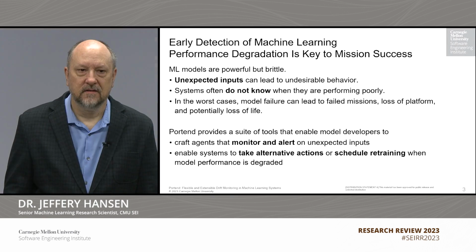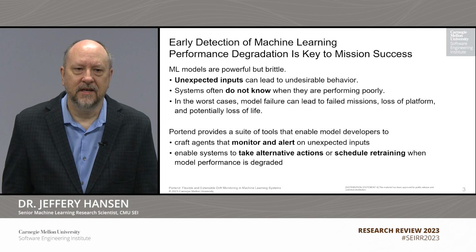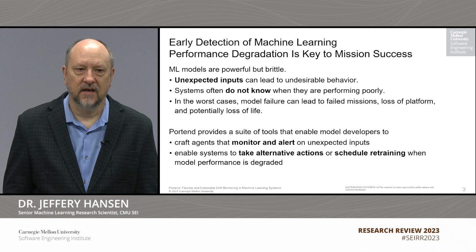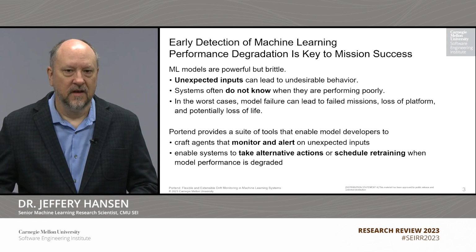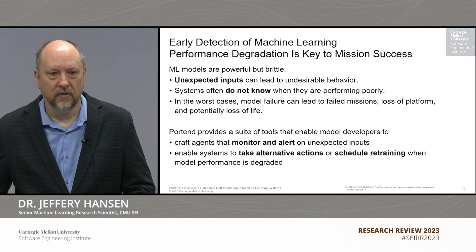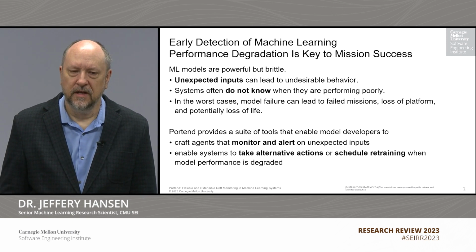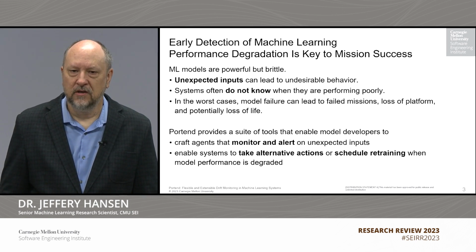All right, so the main idea is that early detection of machine learning performance degradation is key to mission success. We all know that ML models can be very powerful, but they're also very brittle too. Because of this, unexpected inputs can lead to unexpected behavior. Often systems do not know when they're performing poorly. They're getting inputs, they're producing results. Suddenly they could be producing wrong results. And in the worst cases, this can lead to model failure. It can lead to failed missions, loss of performance, and potentially loss of life.